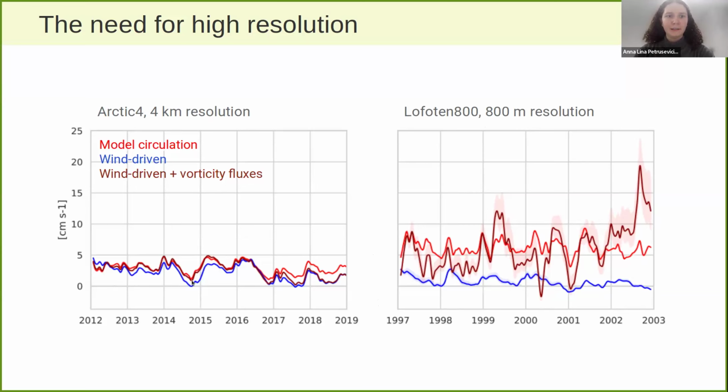If we then look at Arctic 4 and the darker red line where we include vorticity fluxes, you see that they do increase slightly and also match quite well with the true model circulation. While when we have higher resolution, we really get an increase in circulation, showing that vorticity fluxes really contribute to the circulation here.